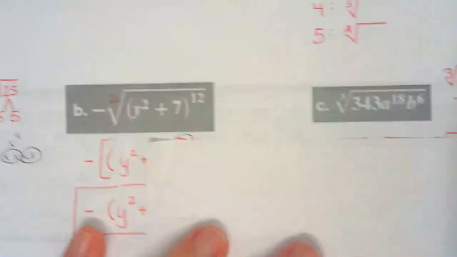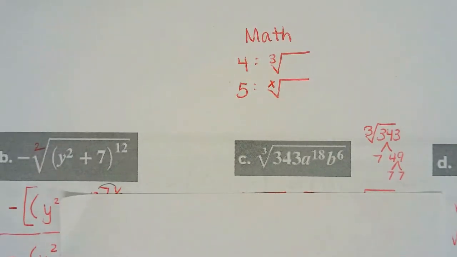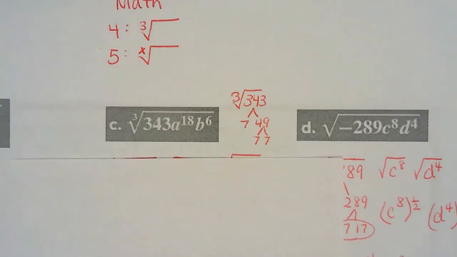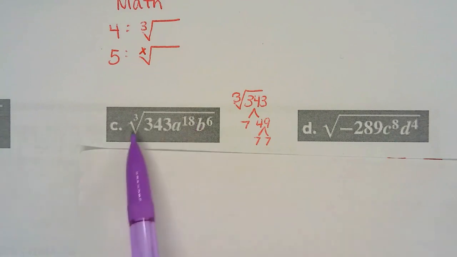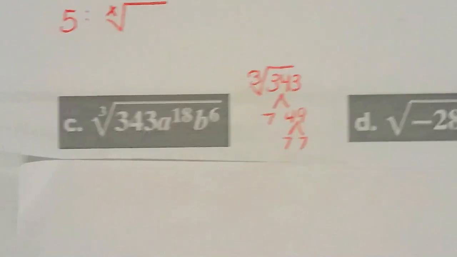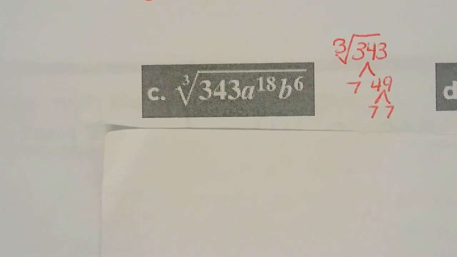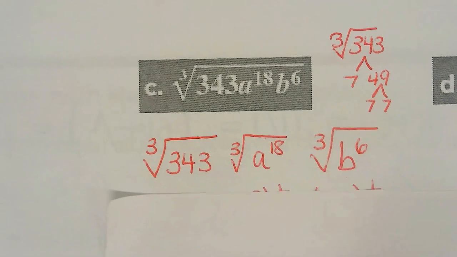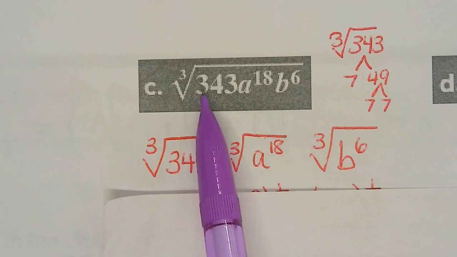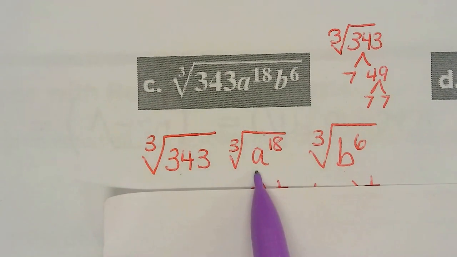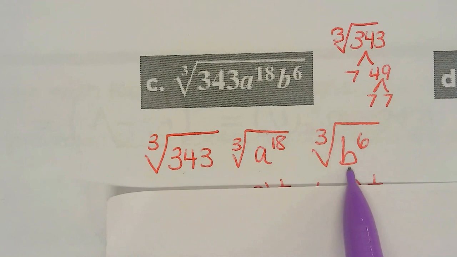Okay, let's take a look at another one over here. So I have now a cube root because my index has changed to a 3. Whenever it has a number there, that's automatically what your index is going to be. If there's not a number, we assume it's a 2. So the first thing I did was I rewrote it so that each part was separate. So I'm doing the cube root of 343, the cube root of a to the 18th, and the cube root of b to the 6th.